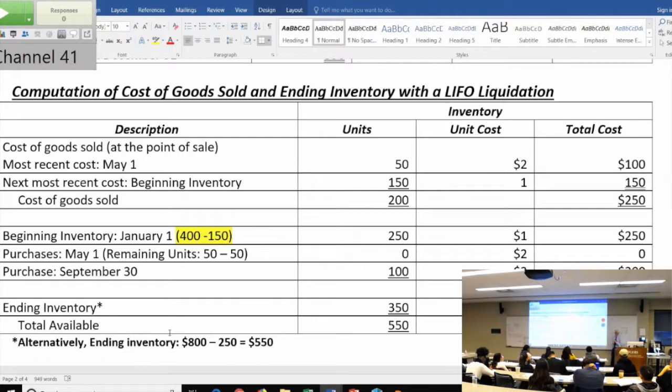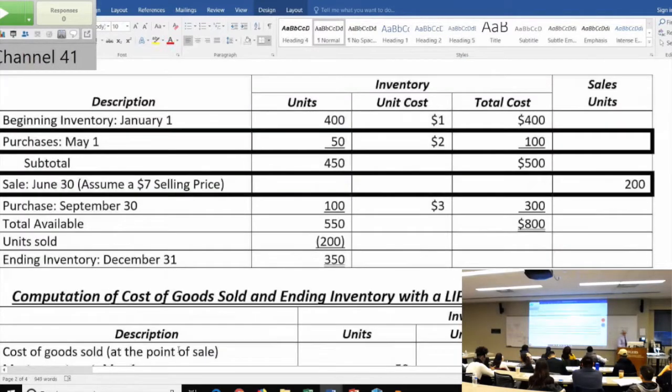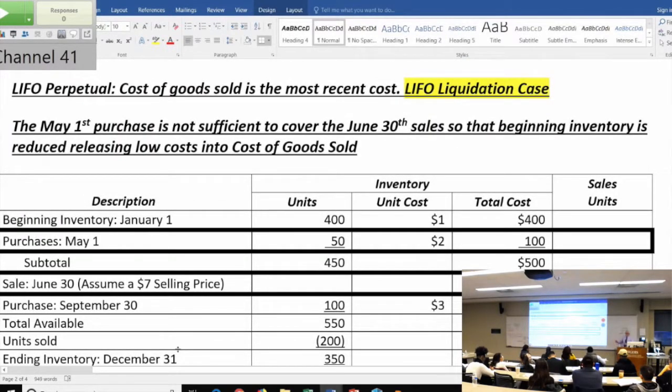What are we doing, weighted average? Well, that was an average, it's separate, this is LIFO. For weighted average in this example, the average would have started at $1, and then after this purchase, it would have been 500 divided by the 450. That would have been your average cost, and that would have been the cost of goods sold. So my total cost of the units? Yeah.